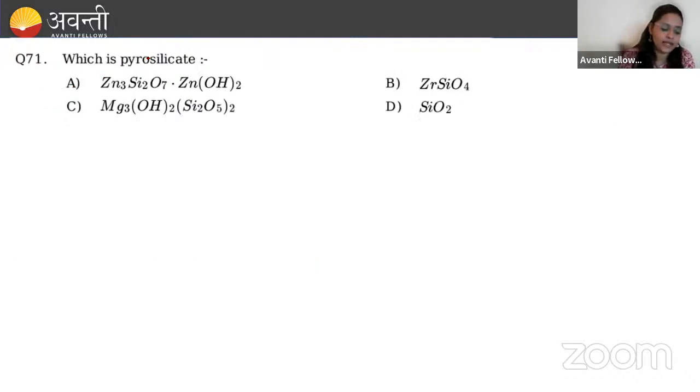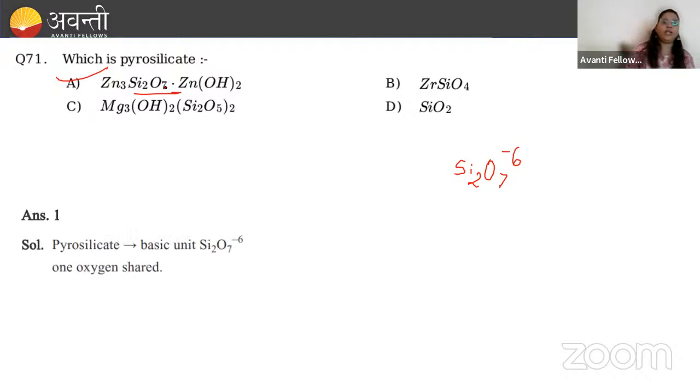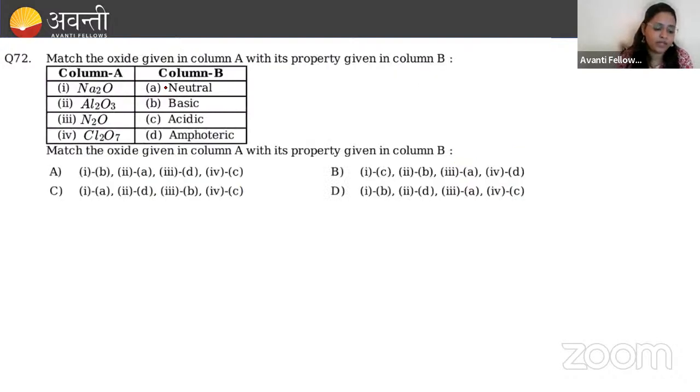Next, which is pyrosilicate? We have been given 4 options. Out of that, when is the pyrosilicate linkage present in a given molecule? What is the basic unit of pyrosilicate? Si2O7. This basic unit should be present and 1 oxygen is shared between the components. Here option A is pyrosilicate, in which Si2O7 6- is present. That basic unit should be present in the given compound, and only then will it be pyrosilicate. Please remember this.